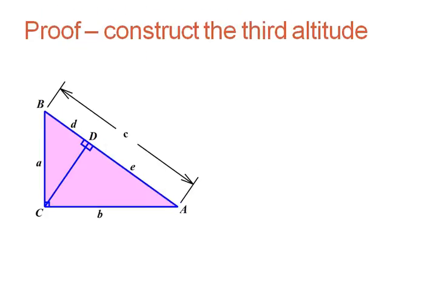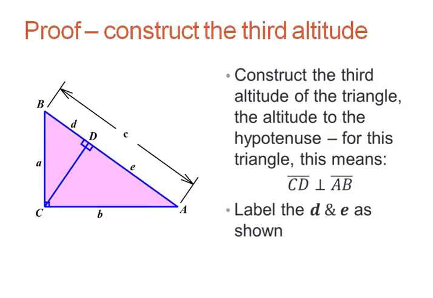The proof starts with the construction of what I call the third altitude. I call it the third altitude because the first two altitudes are the legs of the right triangle, BC and AC. We construct this altitude, CD, perpendicular to the hypotenuse AB, and it cuts the hypotenuse into two smaller segments. We're going to call them little d and little e, as shown in the diagram.